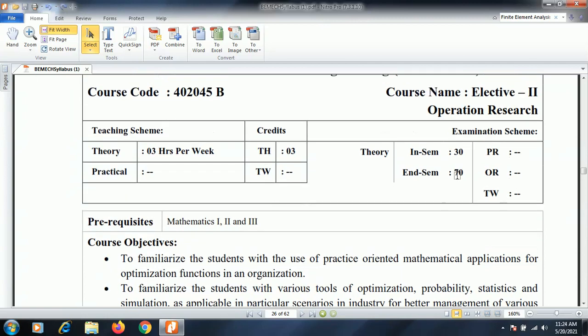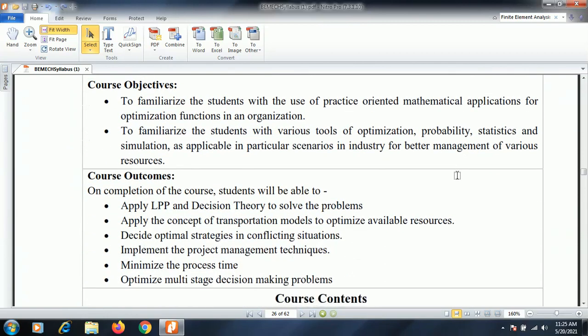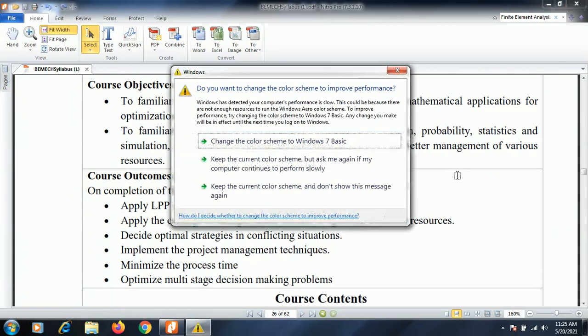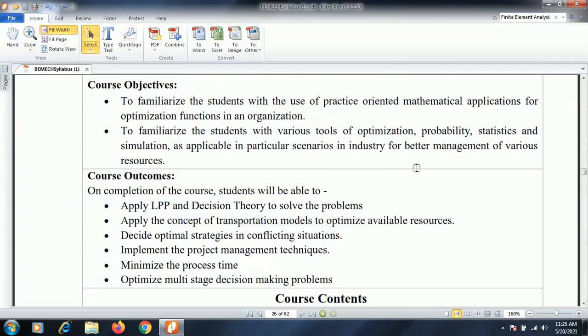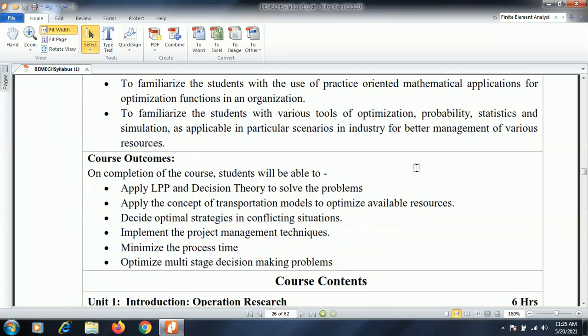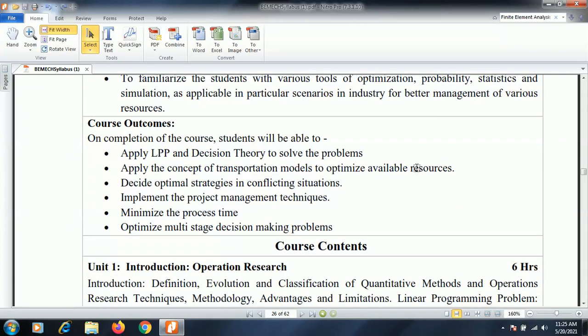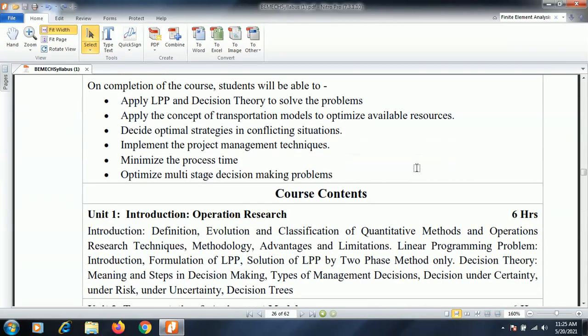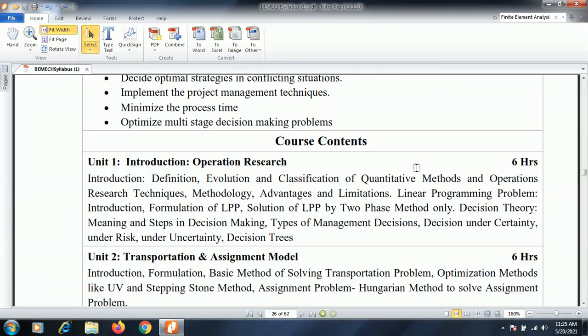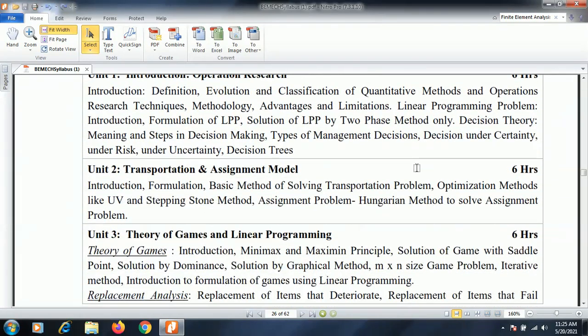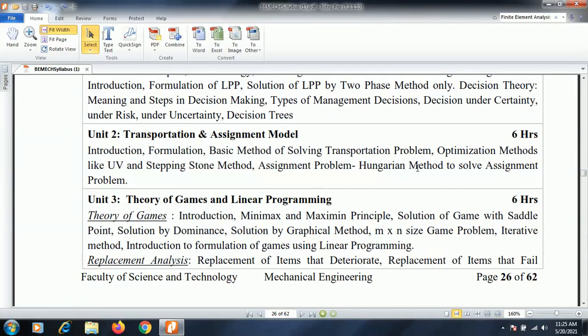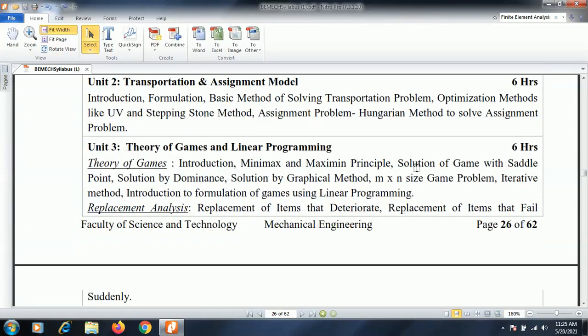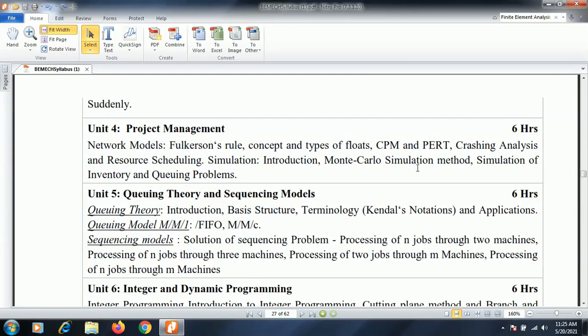Operation research is mostly a management based subject, where you learn different types of decision theory to solve problems. Yes, operation research consists mostly of numericals. It is related to the transportation model, then project management techniques, minimizing the process time. These concepts are used in industries for various different assignments and practical problems. So minimization, maximization, you are going to learn it. Then you have project management, queuing theory.